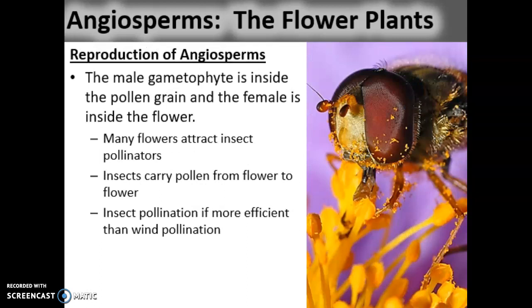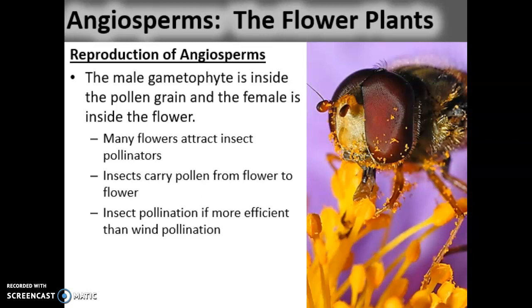This is really just a review because we talked about reproduction of flowering plants at the beginning of the semester. But when you look at the gametophyte generation in angiosperms, it has shrunken down, so now the male gametophyte is basically a pollen grain, and the female gametophyte is where that egg is produced in the base of the flower. Now we know that the purpose of the flower is to attract insects and other animal pollinators.